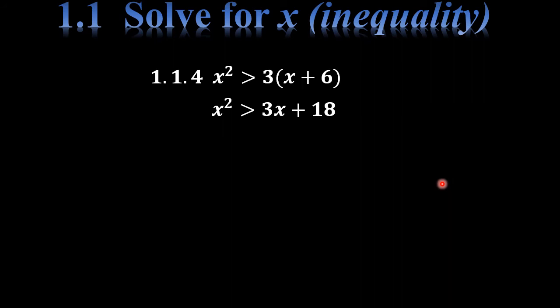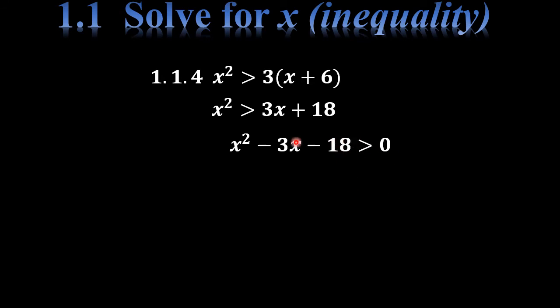Now we write it in the standard form. Writing it in the standard form means everything must go to the other side, and the right hand side should be 0. So when you take 3x to the other side, it will be minus 3x. You take 18 to the other side, then it becomes minus 18, which is greater than 0. This is still a principle of equation, but this is not an equation.